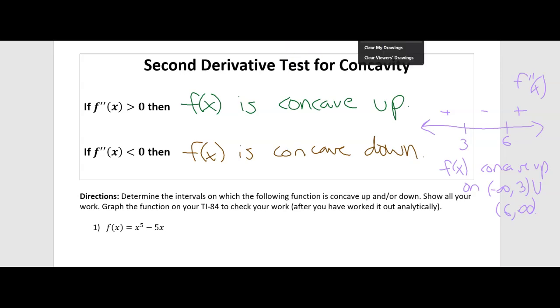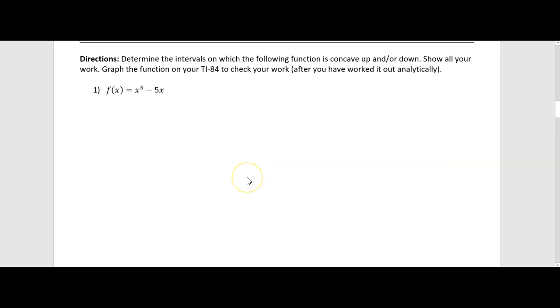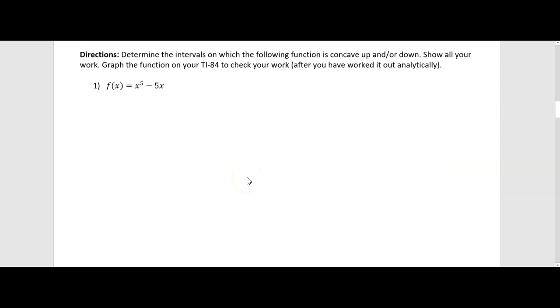Okay, let's do some practice. Take a minute, pause the video, and work through number 1. What I just showed you with that table is almost exactly what you're doing here. So you're going to need to figure out where the second derivative is positive or negative, and then write the intervals of concavity for the original function.